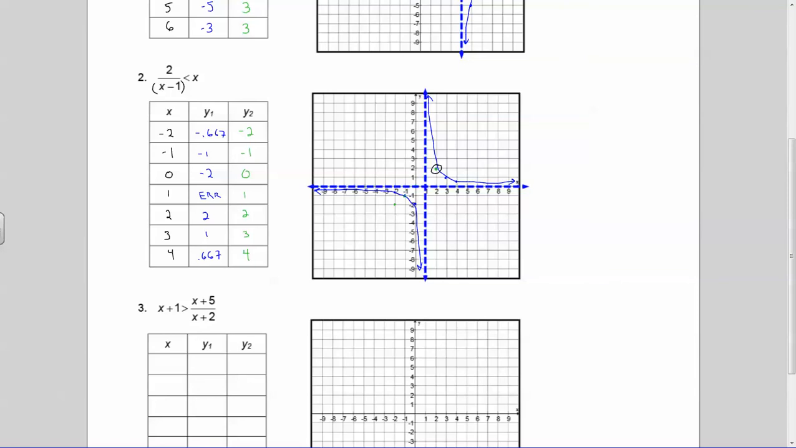I forgot to plot the right side, which is y equals x. This is just a linear function, and our graph will look like this. So again, there's that intersection point that we saw on the table. It occurs right there at 2, 2.